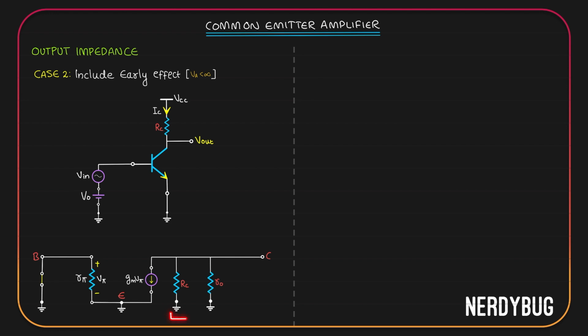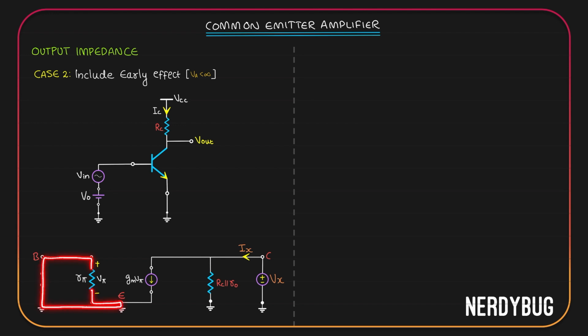Now, here we have RC and R0, they are in parallel. Let us model them as one resistor whose value is RC parallel to R0. Now, to find output impedance, we have to connect Vx at the output node and calculate its relationship with Ix, which will be the current flowing here in this direction. Here again, you can see that R pi is shorted.